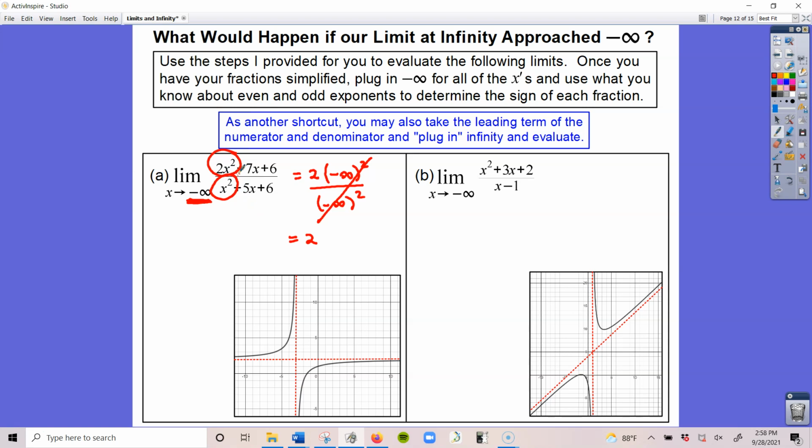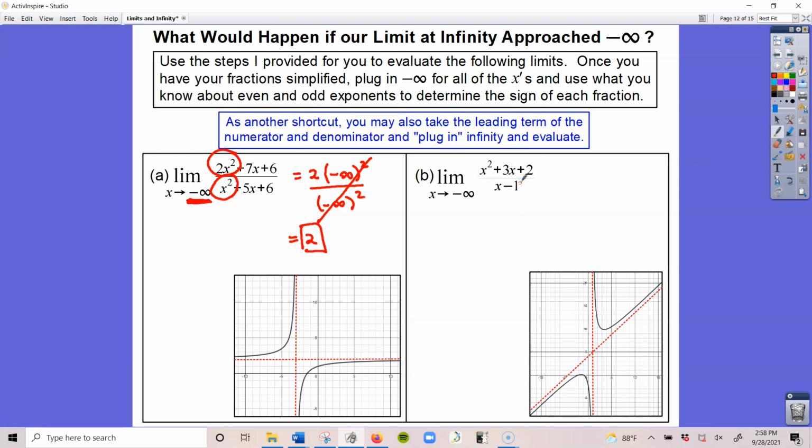So whether x is approaching positive infinity or negative infinity, that does not matter. The only time that we have to worry about the limit as x is approaching negative infinity is if we do not have a horizontal asymptote. If we do, my answer will be the horizontal asymptote. So as you can see, x is approaching negative infinity, the left, it does equal 2.